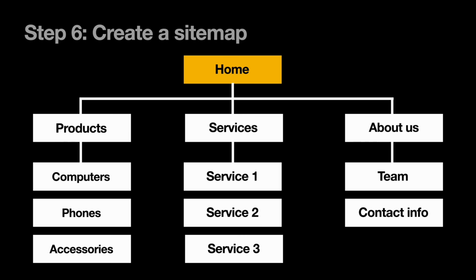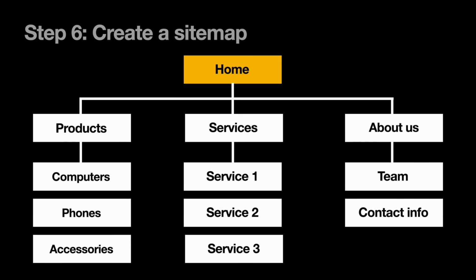After that, you need to create a sitemap. Based on the content groups you've established in the previous step, you can create a sitemap, or a visual representation of the content available on your website or in your app. The sitemap contains parent and child pages. It helps us to see the hierarchy of the content and structure of the overall website or app.